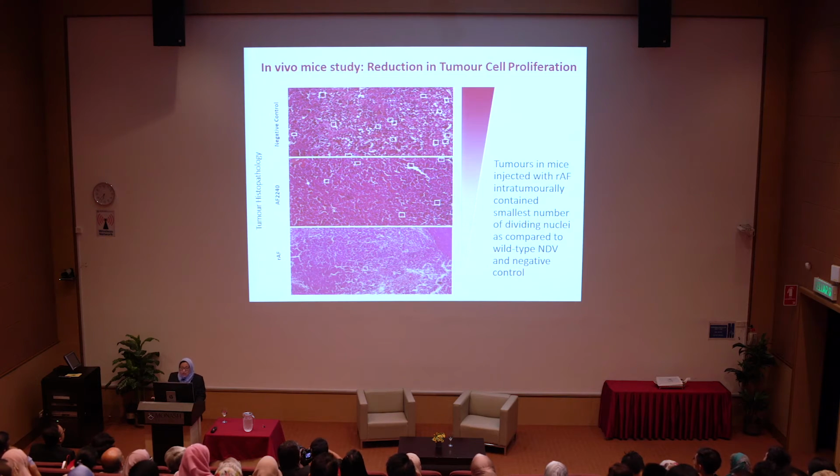We also tested our recombinant virus against the wild-type virus in tumor-challenged mice. RAF and wild-type NDV were injected intratumorally into the mice. This image shows the number of mitotic cells. Yeah? And you can see here that there are more mitotic tumor cells here in the negative control as compared to the recombinant virus. There's only 1, 2 here.